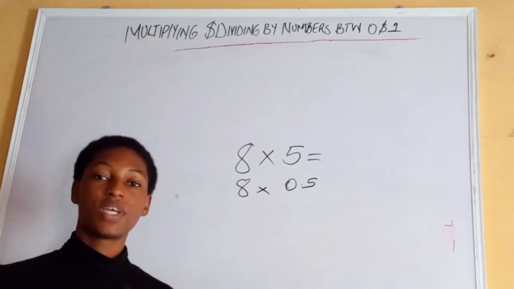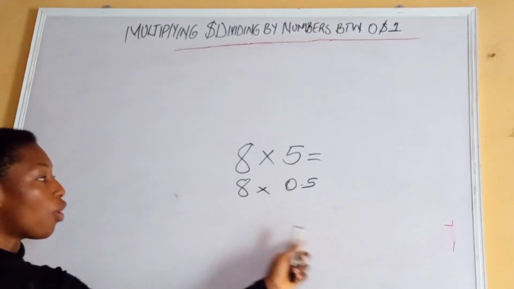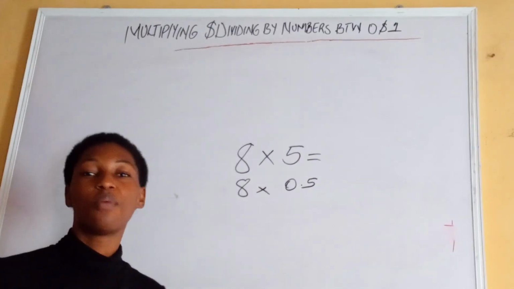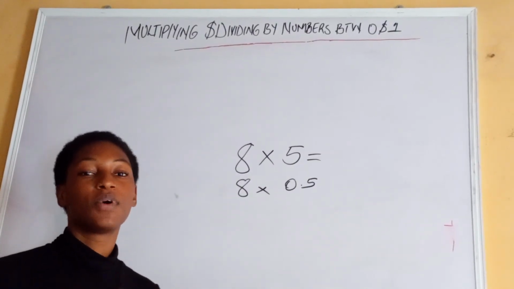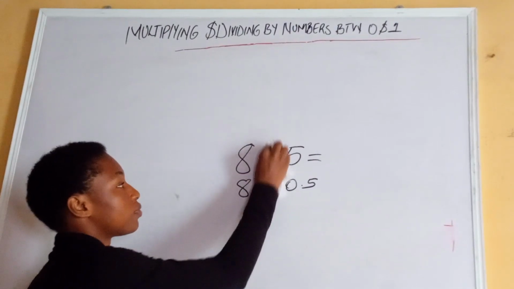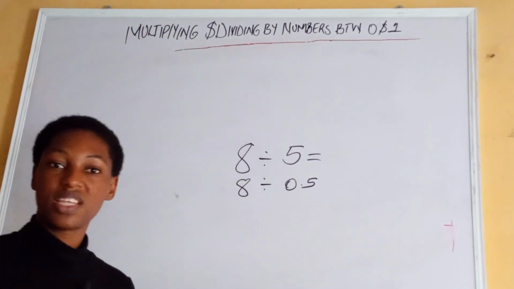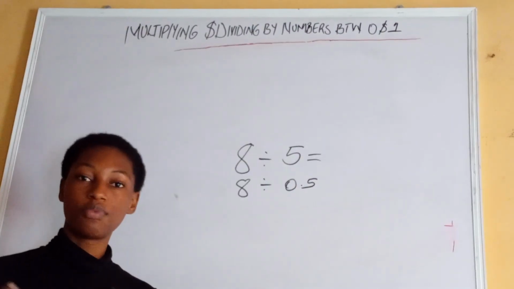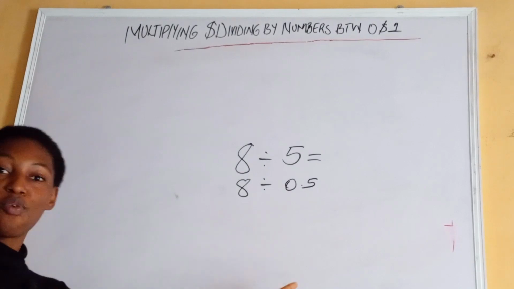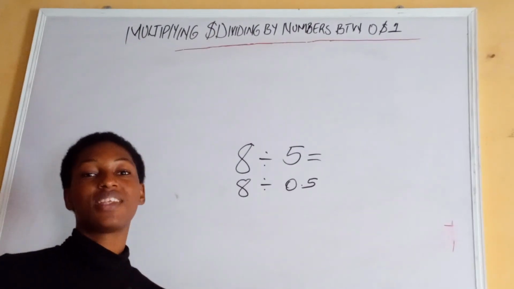All right, quick question. Which one do you think is bigger? 8 times 5 or 8 times 0.5? Well, most people will get this right, right? But the more interesting part comes when this becomes division. So if it is 8 divided by 5, 8 divided by 0.5. Now, most people would think that dividing a number will make the number smaller, but you are in for a ride. Let's find out why.